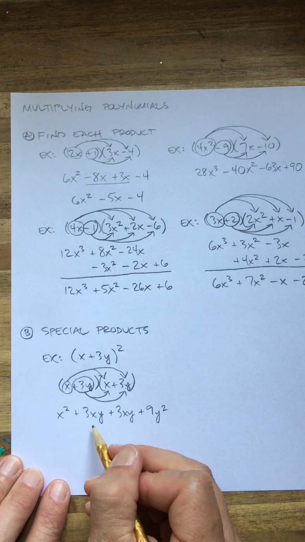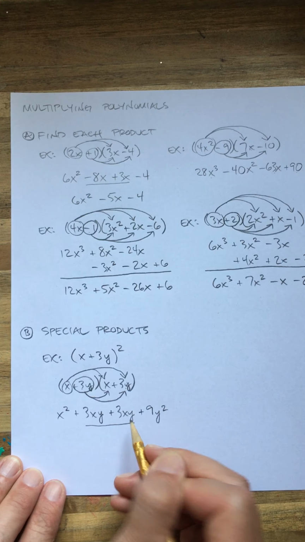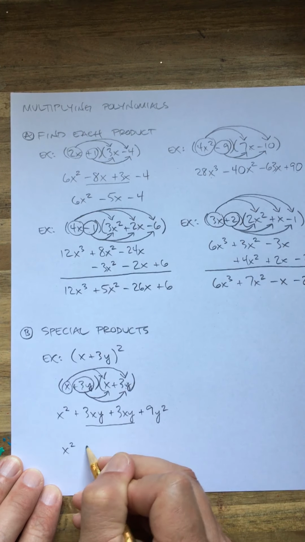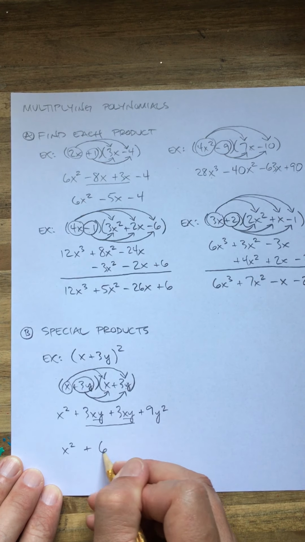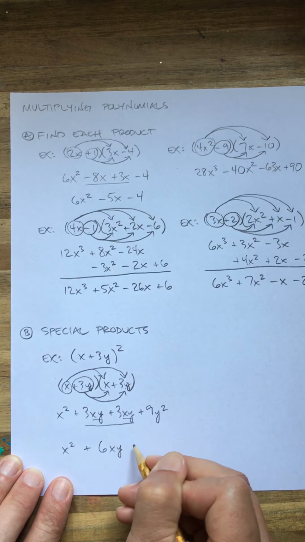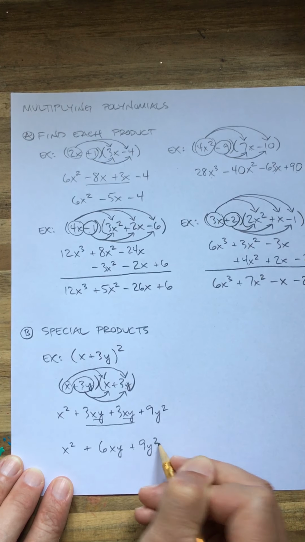And now if you look at the middle terms, those guys match. And we have x squared plus, well, we have 3 of them and we have 3 more of them, so altogether we have 6 of the xy's. Okay, and then plus 9y squared.